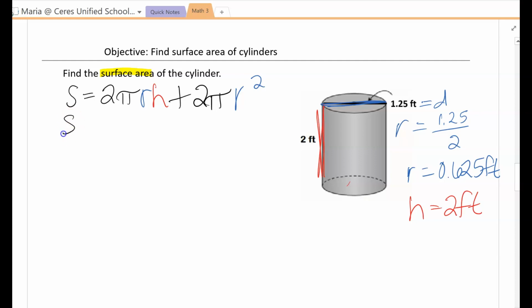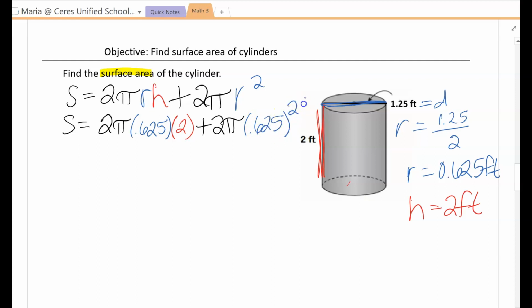So my formula again is S is equal to 2 pi. And then my radius is 0.625. And then my height is 2 feet plus 2 pi times the radius squared. So this is 0.625 squared. And then you just take your handy dandy calculator and then go calculate that.